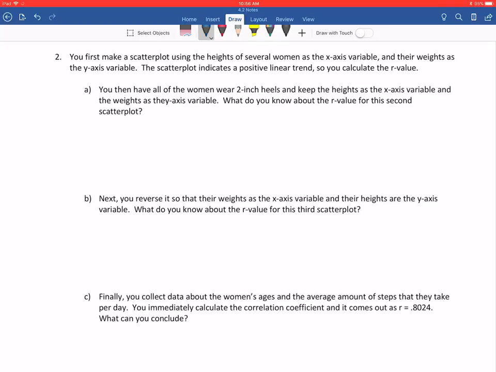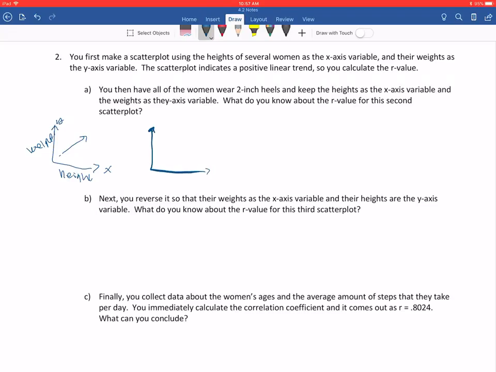Okay, it says you first make a scatter plot using heights of several women as the x-axis and their weights as the y-axis. The scatter plot indicates a positive linear trend, so you calculate the r value. So you've done everything in the right order here. You have made a scatter plot, x, y. You've seen a positive linear trend between height and weight.